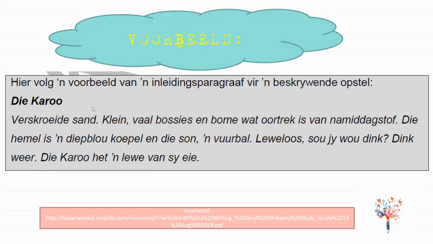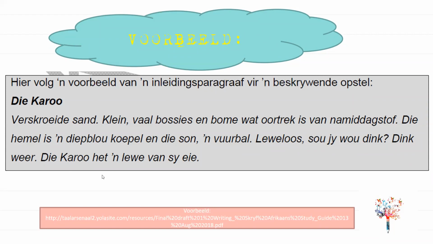He's describing the sand, the trees and the plants and everything. He's describing the heavens and the sun. You might think a place like the Karoo has nothing because it's just ground and open fields and there's nothing really going on. But he's describing that the Karoo has a life of its own.